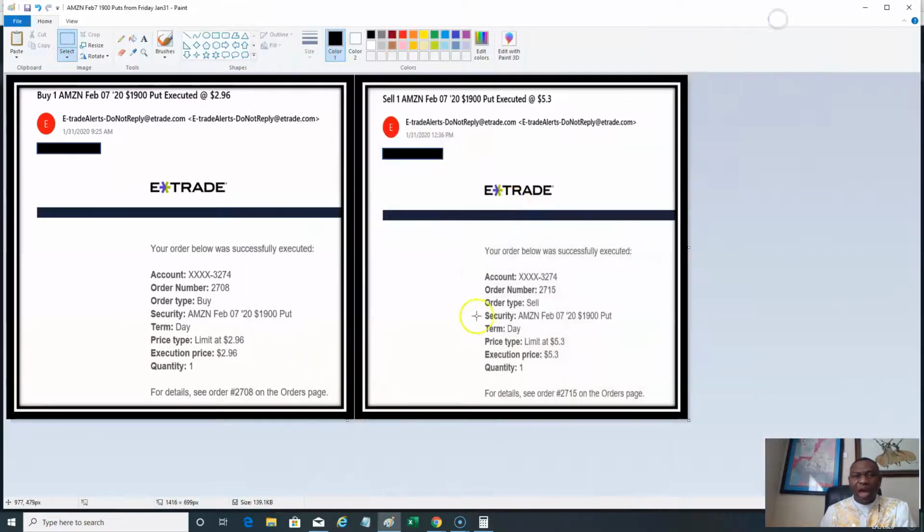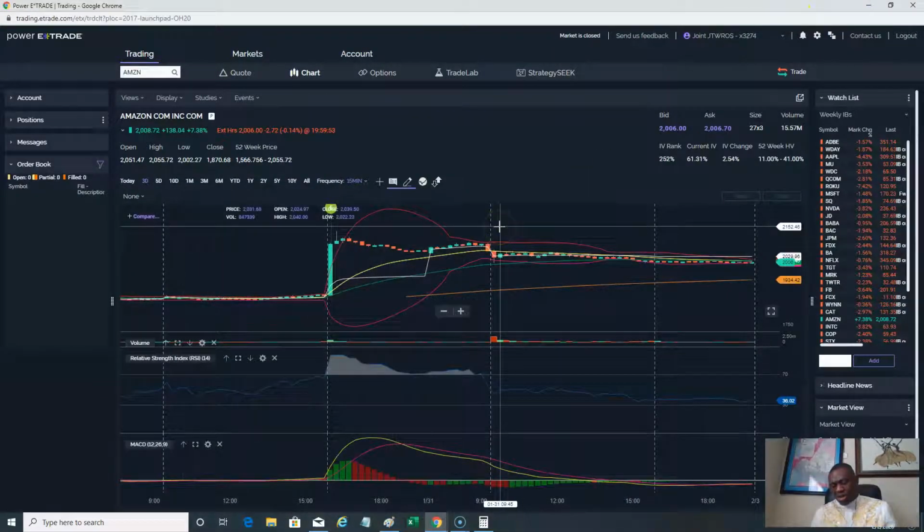So I took that profit, showcasing another put option example using a TradingView chart and studying after hours and pre-market.